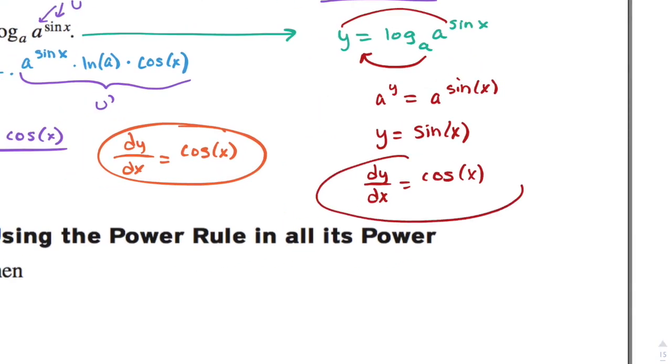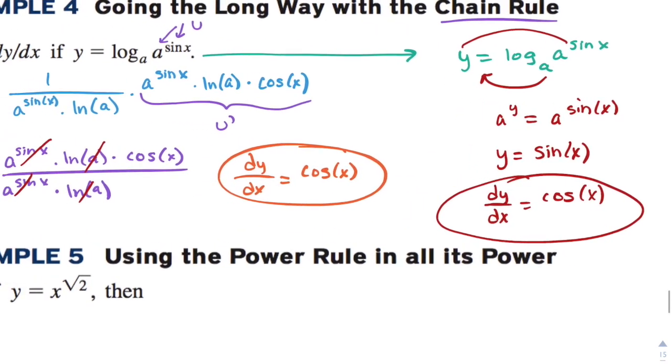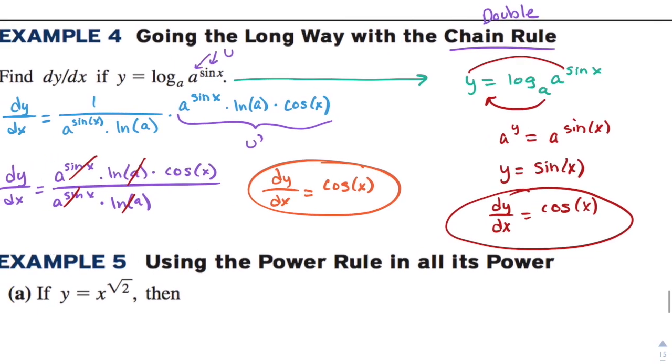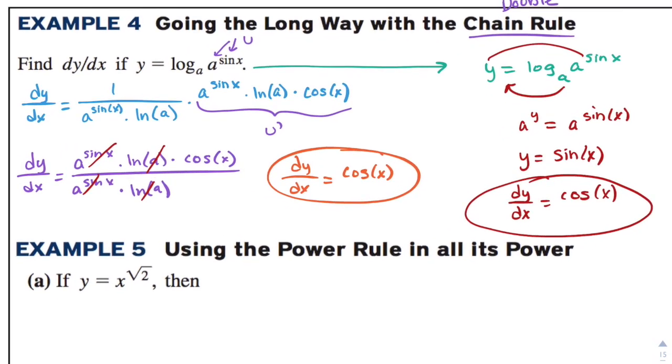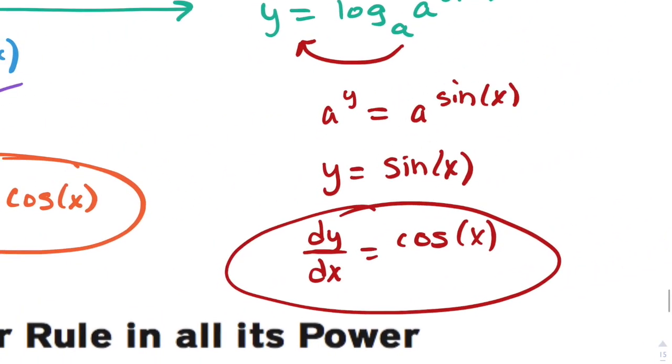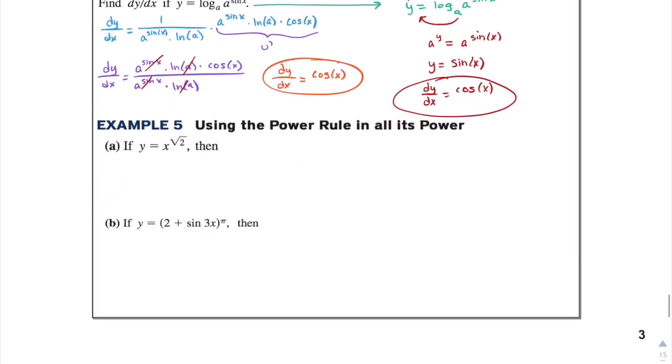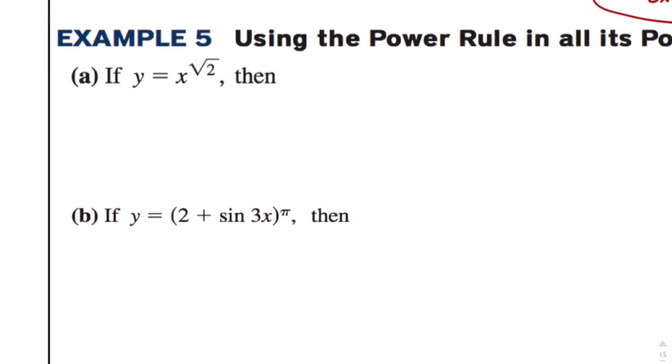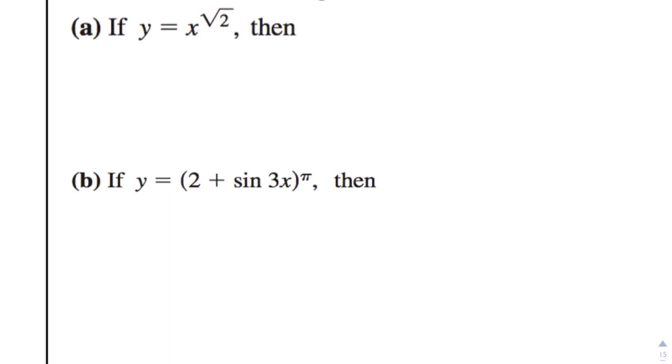So you notice in two very different ways, we get the same derivative using our rules. That's why it says going the long way with it. Now I see that if I were to just rearrange it, it would have derived nicely as well, knowing that my bases are the same, so my exponents have to be the same. All right, using the power rule in all its power.